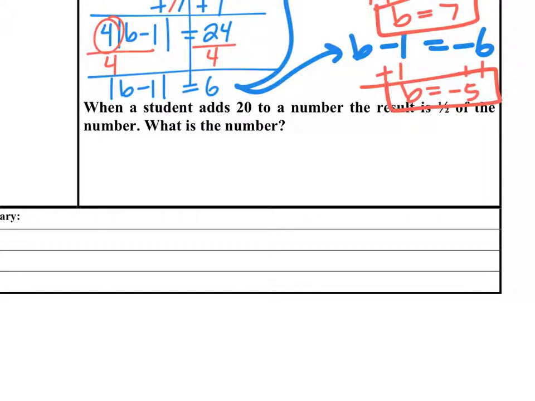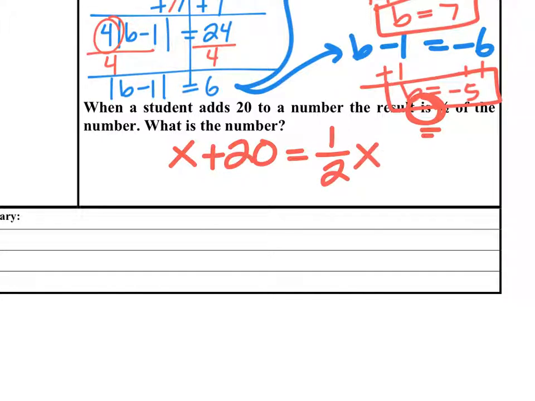Last, when a student adds 20 to a number, the result is 1/2 of the number. What is the number? So let's say our number is x. We're adding 20 to it. Is is an equal word. So is equal to 1/2 of a number. We need to solve this equation. So this one's a little bit trickier because we have variables on both sides, but we don't have much else. We do have a 20.